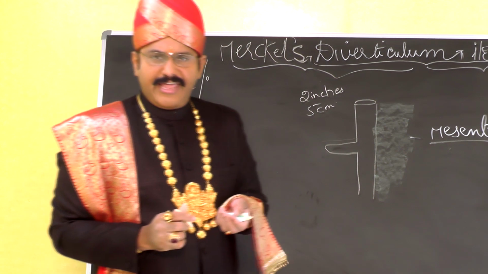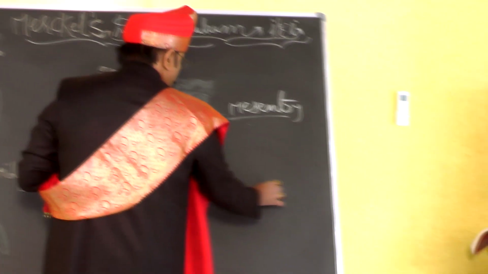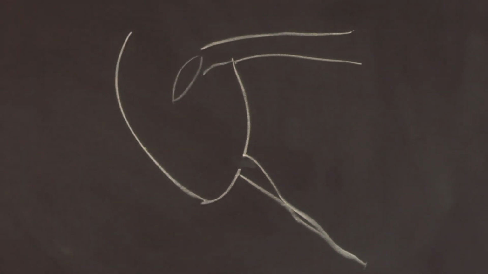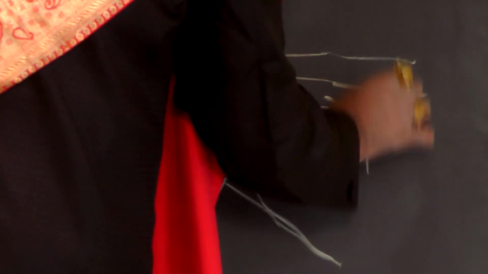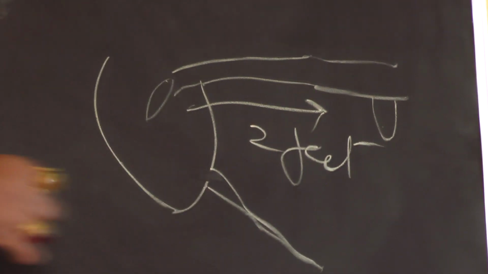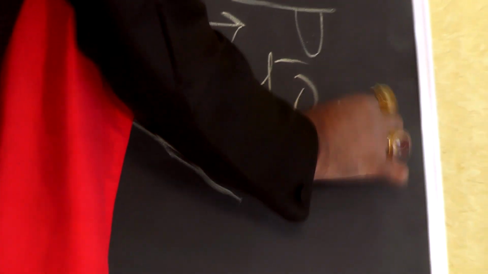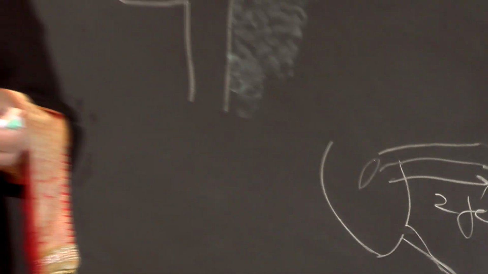Actually it is 2 feet proximal to the ileocecal valve. Now here you have got the cecum, right? And here you have got the vermiform appendix, and here you have got the ileum, which is opening into the cecum, the ileocecal orifice here. So if you take from this ileocecal orifice, if you go 2 feet proximal, then along the anti-mesenteric border of the ileum, you get Meckel's diverticulum. So it is 2 feet proximal to the ileocecal orifice. Are you able to understand?